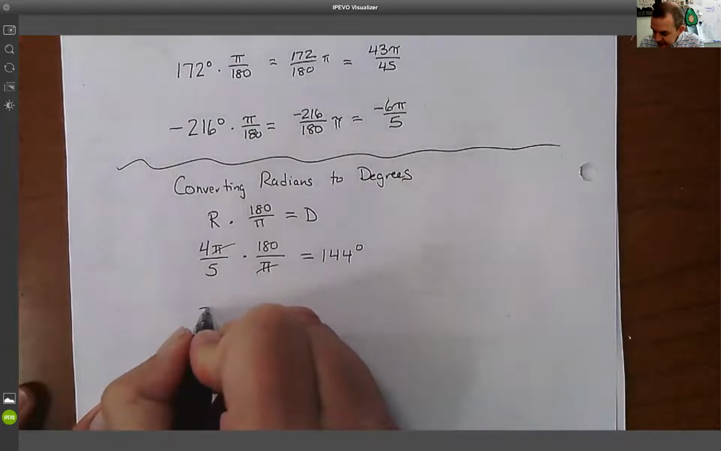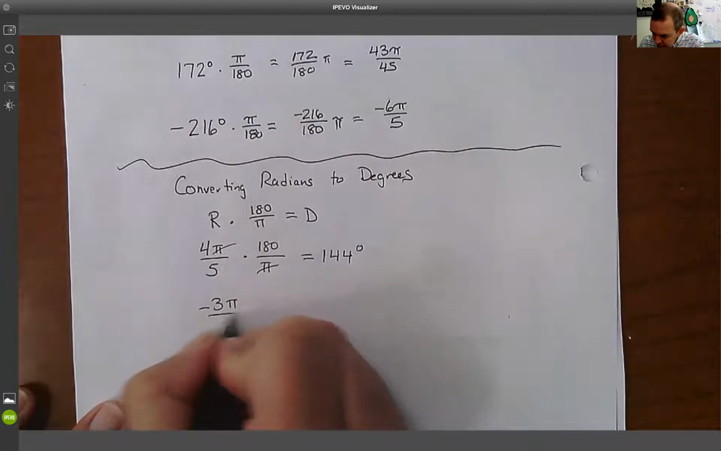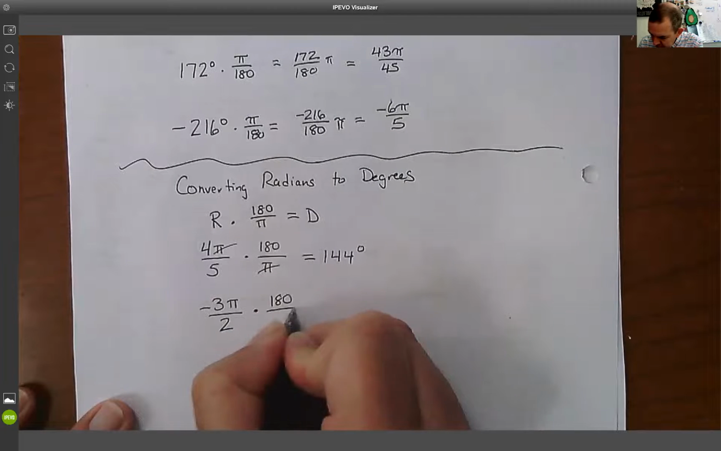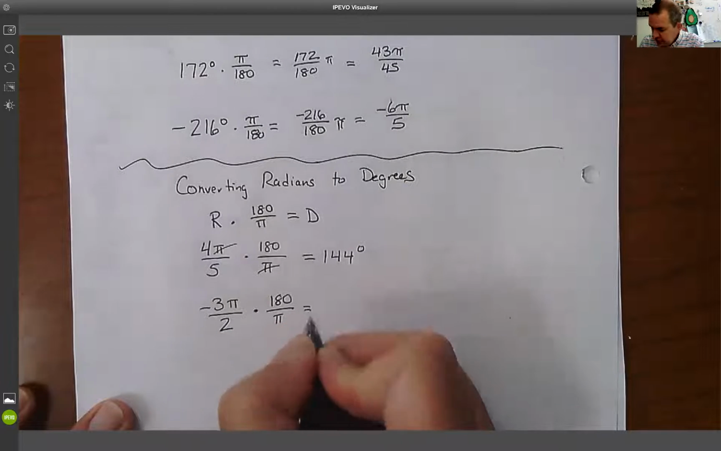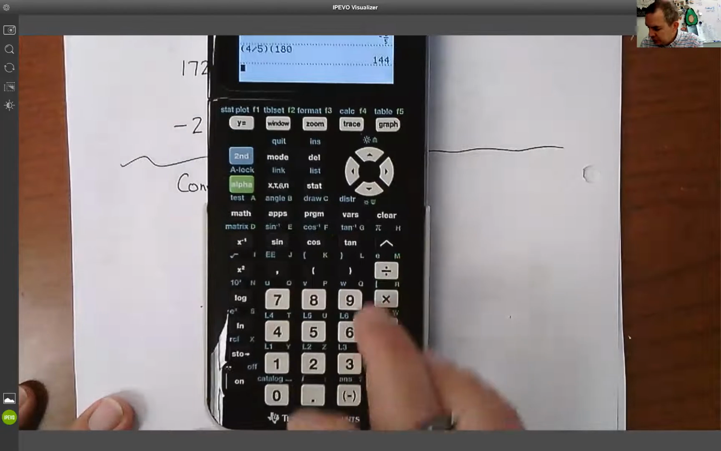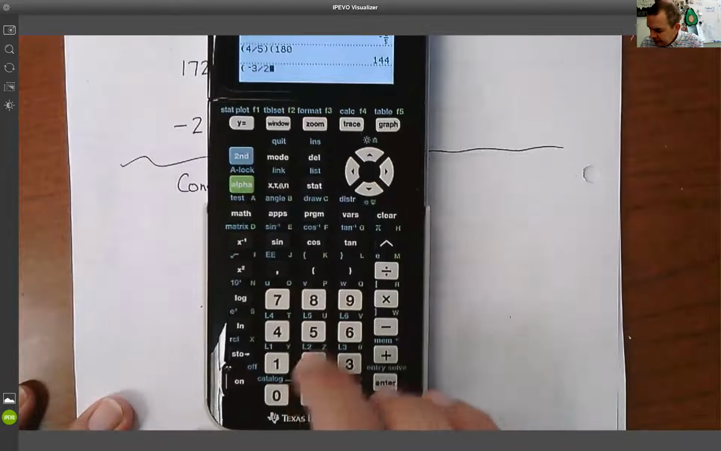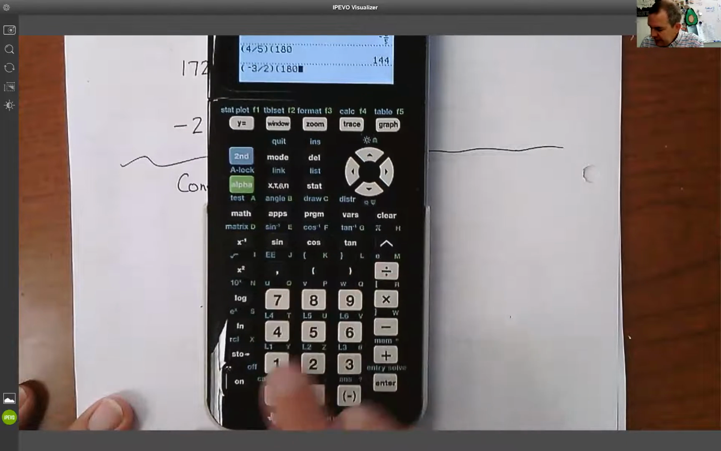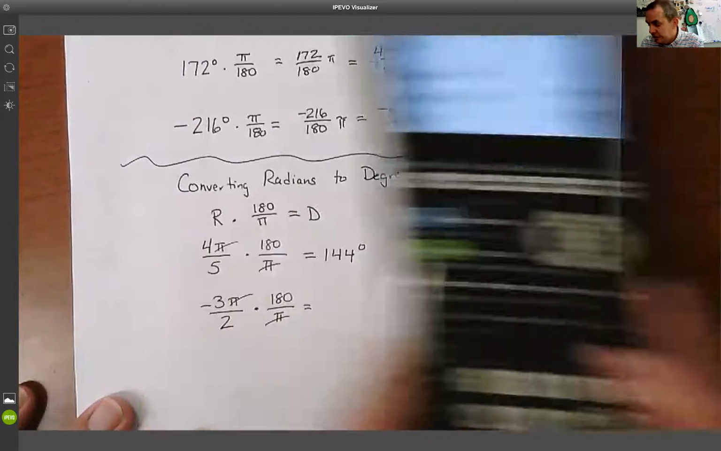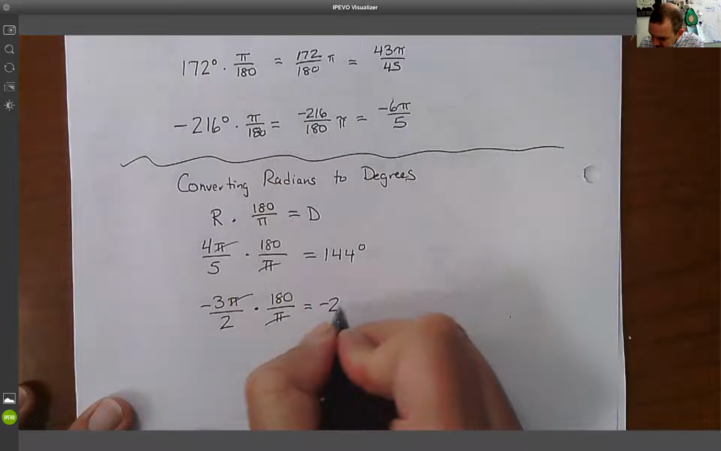If I had negative 3 pi over 2, and I wanted to turn that into degrees, 180 over pi, the pi's, again, will cancel out. And now you want to do negative 3/2 times 180. And this is one where we're okay with decimals. So this one would be negative 270 degrees.